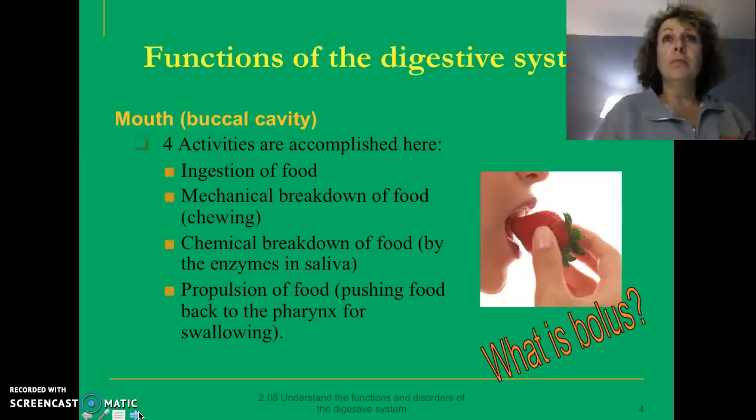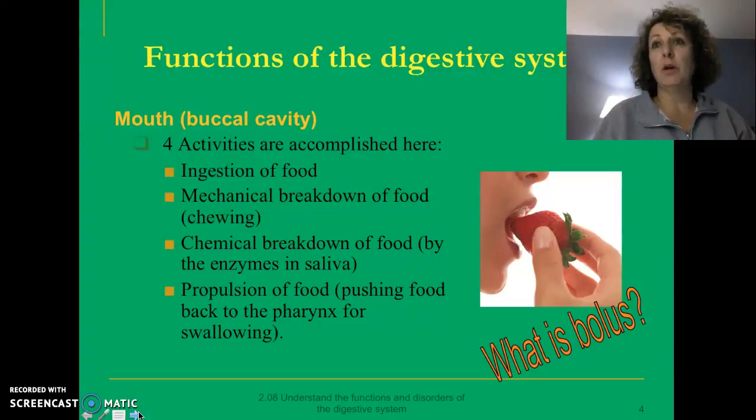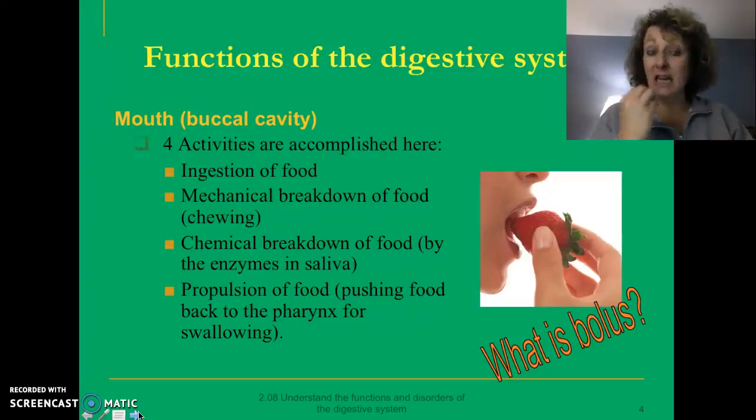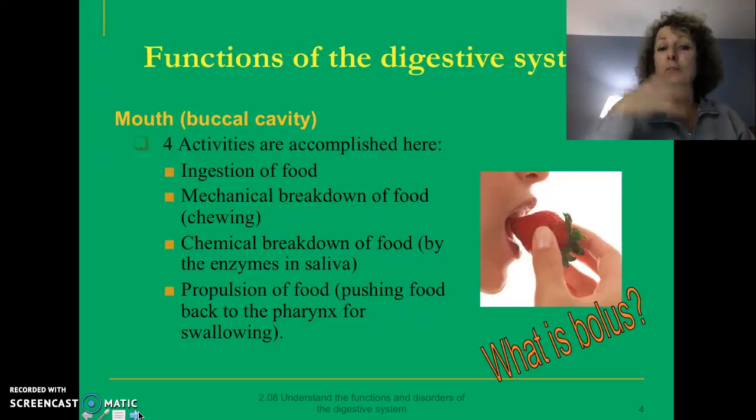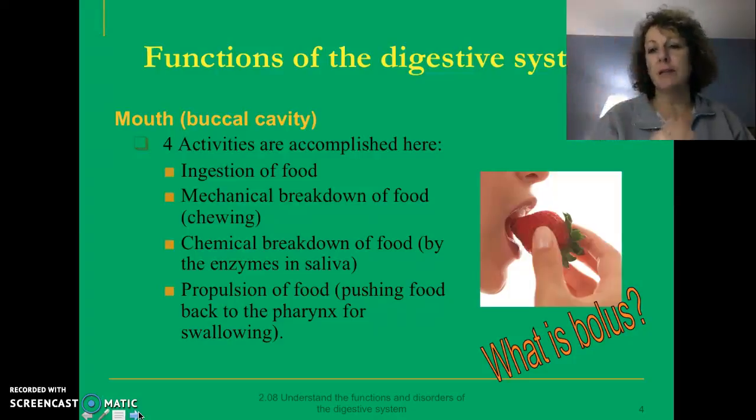So, beginning with the very first thing that you do is put food in your mouth. So what happens when you put food in your mouth? You start to chew, or masticate. Mastication is what chewing is. You start that mechanical breakdown of food. You start that chemical breakdown by the saliva. And then you push that food back into the pharynx for swallowing.